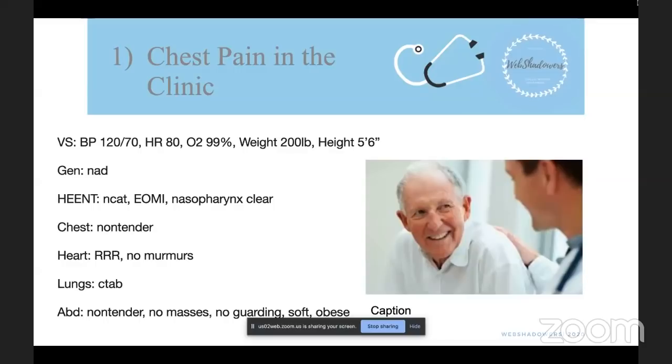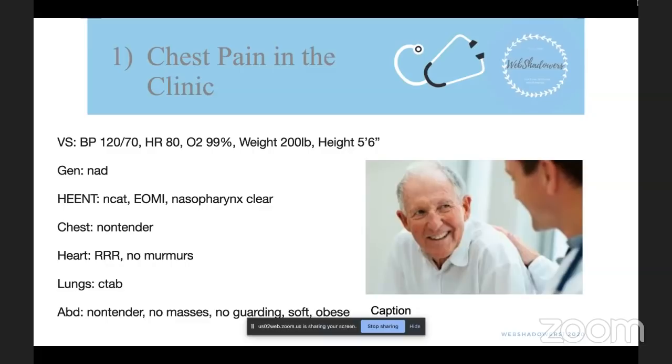A little bit more on vital signs. So vital signs tell a lot. It's called vital signs for a reason, because this information is vital. It's critical to your assessment of the patient. So blood pressure is normal. Heart rate is normal. His oxygen level is normal. He's overweight for his height. General exam, NAD, no acute distress. He's fine. Look at this picture. This guy's smiling. He's fine. He looks happy.